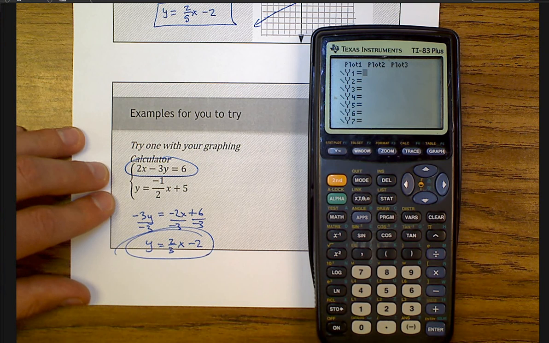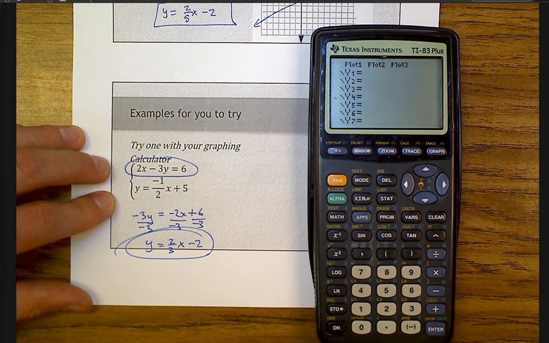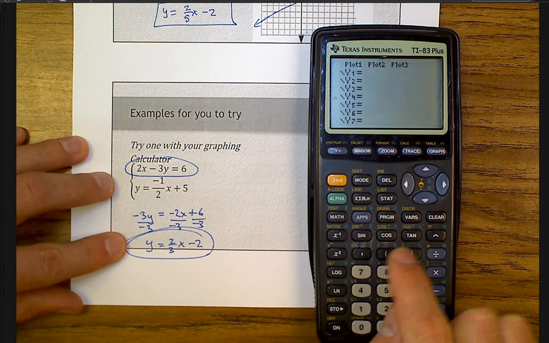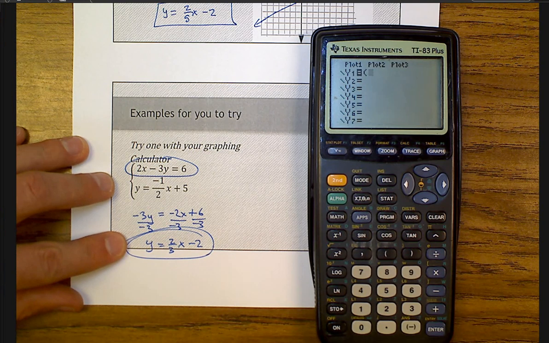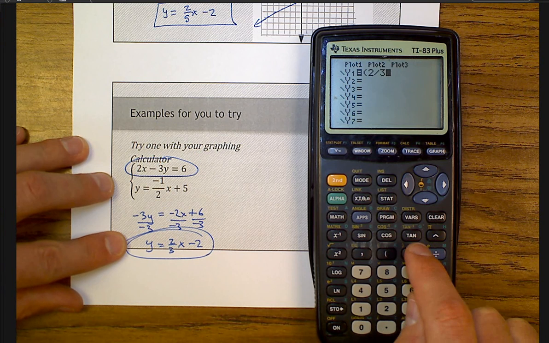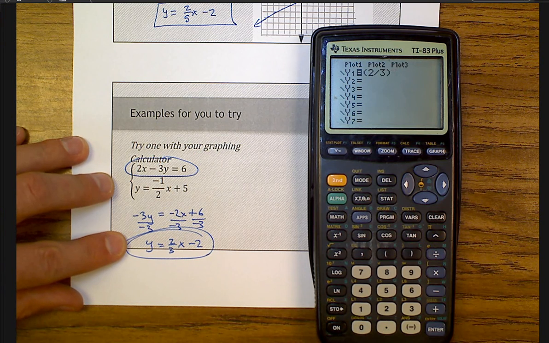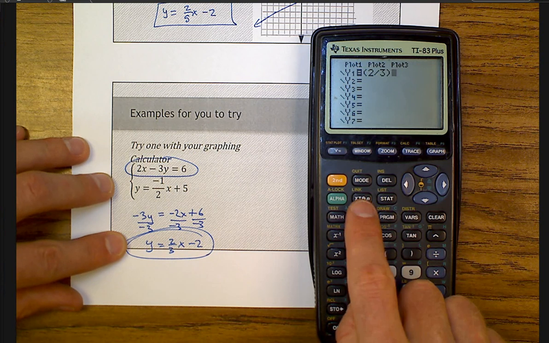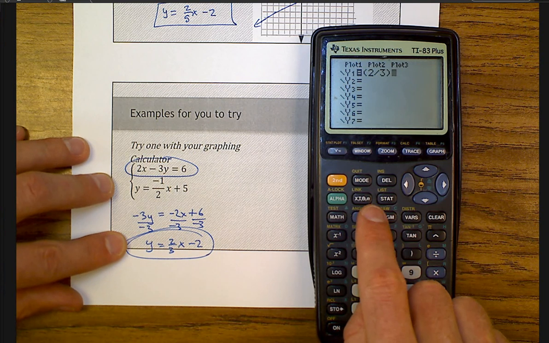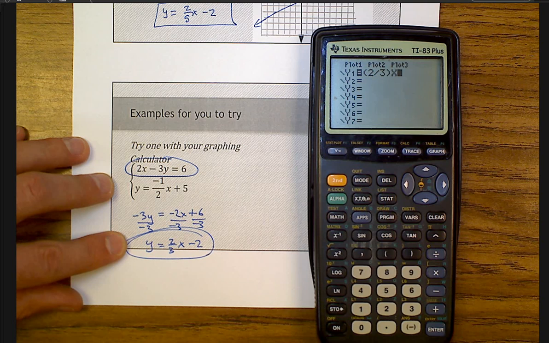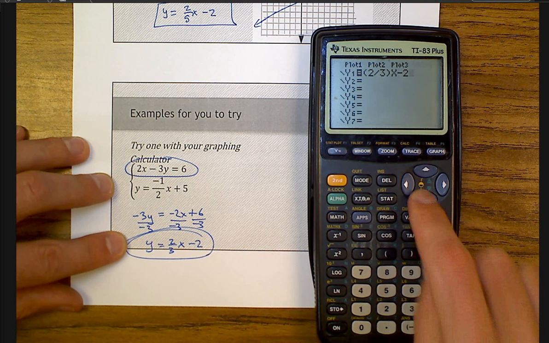And you need to do that if you're going to plug it into your graphing calculator because it's in y equals. So let's do this. Now, when you're plugging in fractions, I always use parentheses. So I'm going to put parentheses, 2 divided by 3, close the parenthesis. And then to get an x on that, you hit this button right here that has X,T,theta,n. You just hit that button there. There's your x. And then minus 2. Okay? And then you can just hit the down arrow key. And that brings you to your second equation.